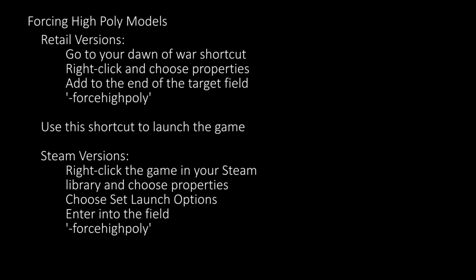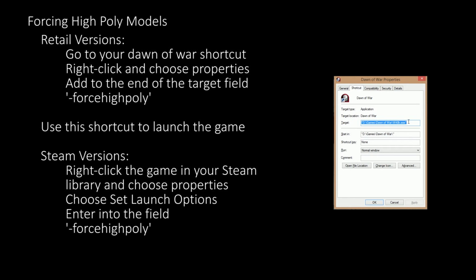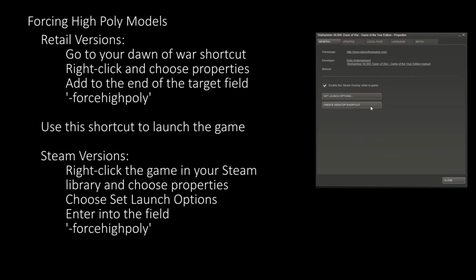The next change enables high poly models throughout the game. For retail versions, you can change this by going to your shortcut for Dawn of War, right-clicking it and choosing Properties, followed by going to the Shortcut tab, then adding the line Force High Poly to the end of the target window. Then Apply. For Steam users, you can make this change by right-clicking the game in your Steam games. Choose Properties followed by Set Launch Options, and add the line Force High Poly before exiting.